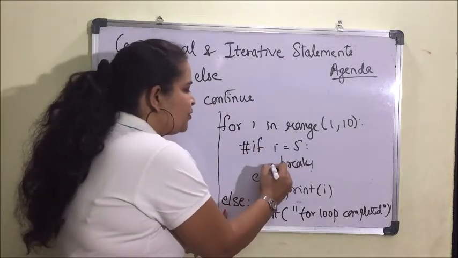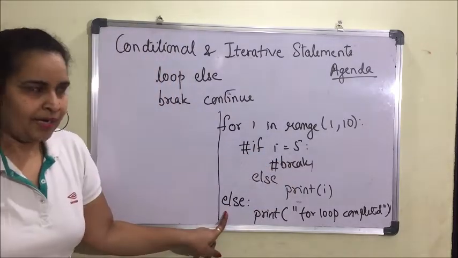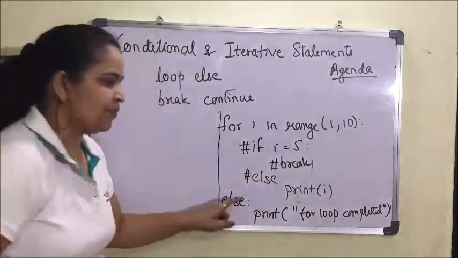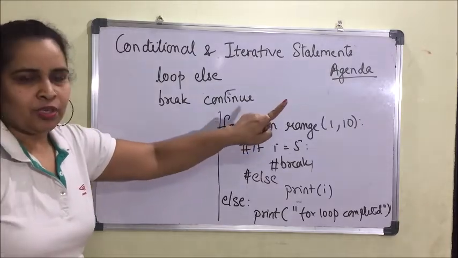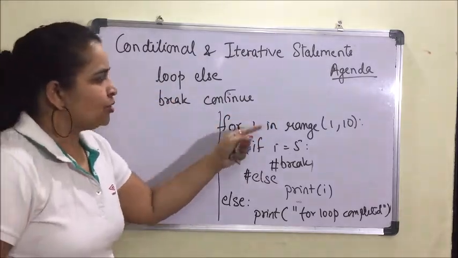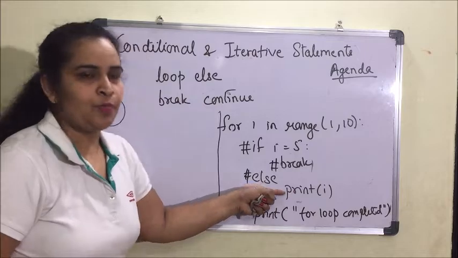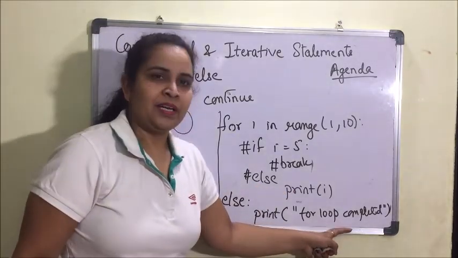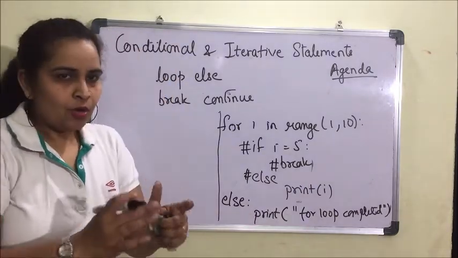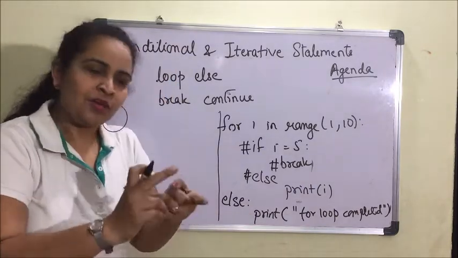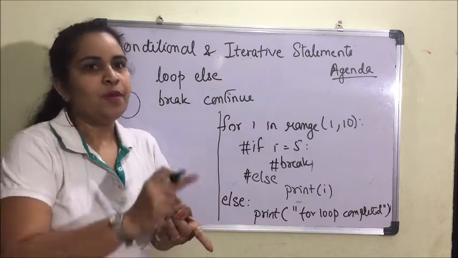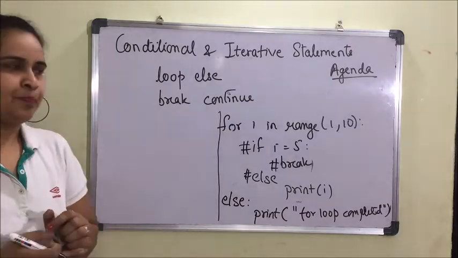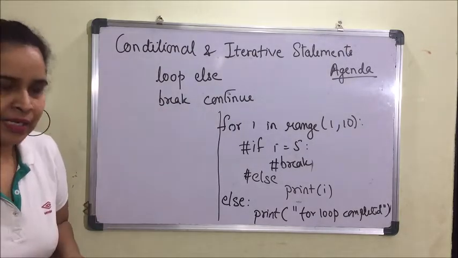Suppose I have used a comment here, so the break will not be executed. Directly it will print the value of i: 1, 2, 3, 4, 5, 6, 7, 8 up to 9. So this loop is complete. As the loop is complete, it will come to else and print the for loop completed. So loop else is executed with the for loop and with the while loop when the loop executes completely and no break is there.